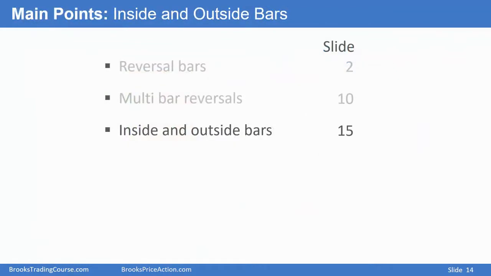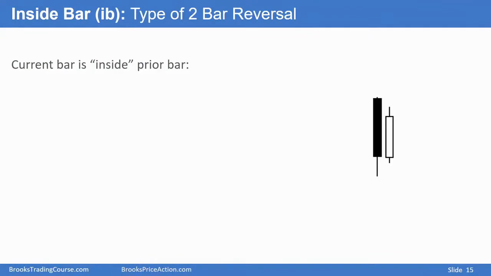I'm going to talk a little bit about inside bars and outside bars. Look at this bar compared to the bar before. Its low is at or above the low of the prior bar. Its high is at or below the high of the prior bar. So this bar is inside that bar.